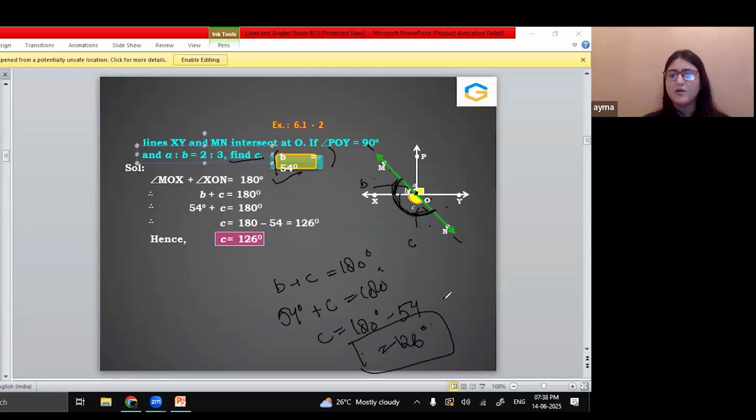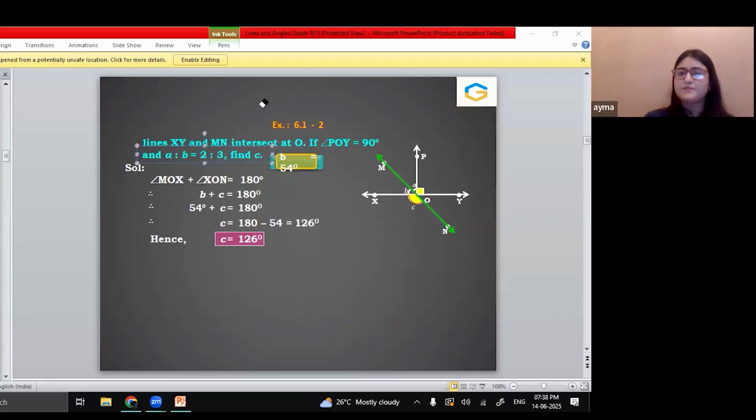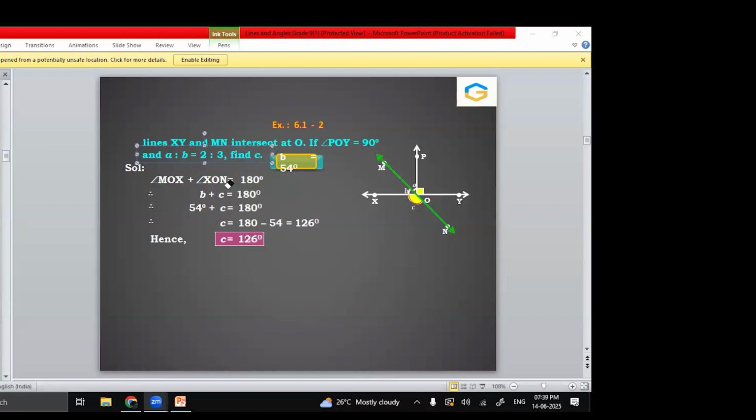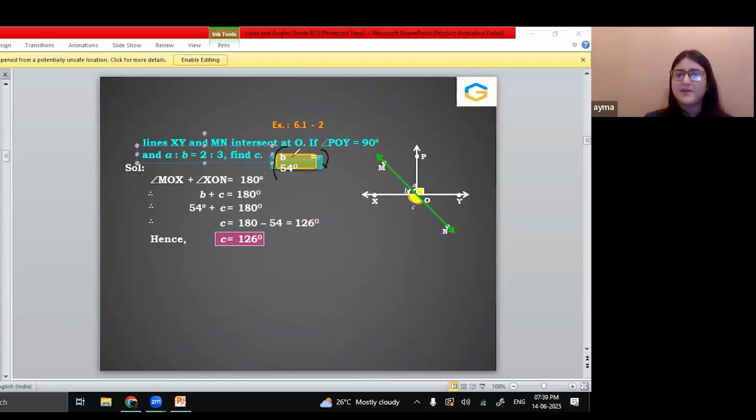So how did we solve this question? We solve this using the linear pair property. Is this clear for everyone? It was a quite basic question. Anyone having any difficulty in this? Ma'am, how do we get the value of B, 54? That is given in the question, right? It's a bit of a misprint, but B is equal to 54. It's given in the question already.